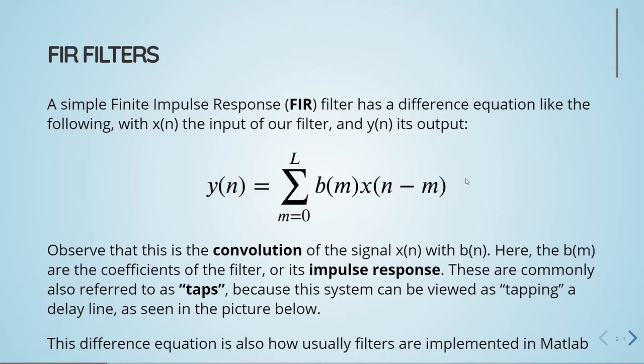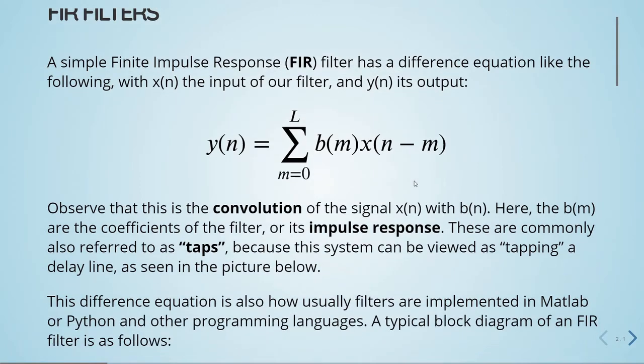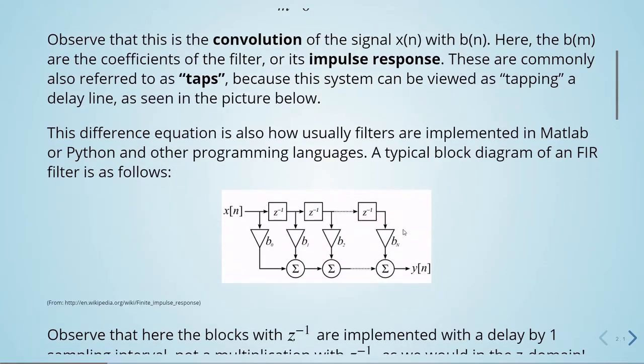Observe that this is the convolution of the signal x with b of n. And here the b of m are the coefficients of the filter or its impulse response. These are commonly also referred to as taps because the system can be viewed as tapping a delay line, as seen in the picture below. The difference equation is also how filters are usually implemented in MATLAB, Python and other programming languages.